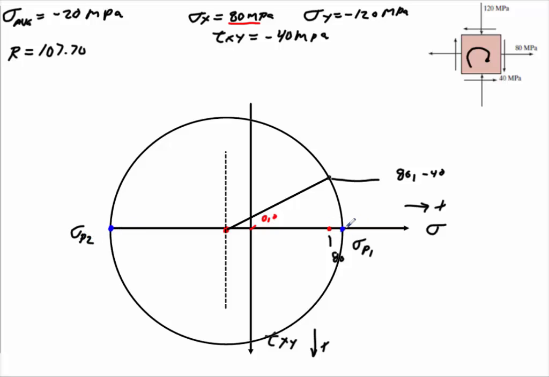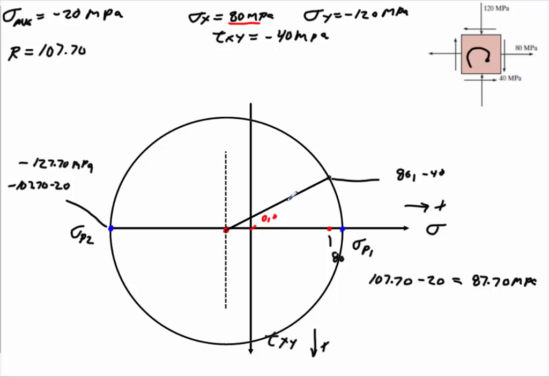Now we can find these values because we know the radius. To find this value here, it's going to be 107.7, which is the radius, and then we subtract the 20 from that. That gives us a value of 87.70 megapascals. We do the same thing over here. We're going to come back the minus 107.7 minus the 20 gives me a value of minus 127.70 megapascals. So there are our principal stresses.